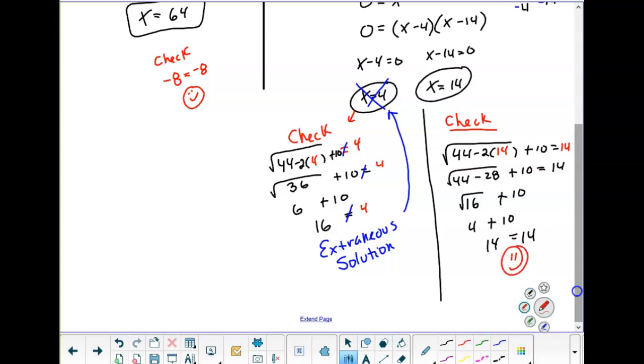So after all that, I know I did that pretty quick, but you can see when you plug it in, you get the square root of 16, which is 4. 4 plus 4 is 14? 14 equals 14. So that tells me I have one real solution and one extraneous solution.